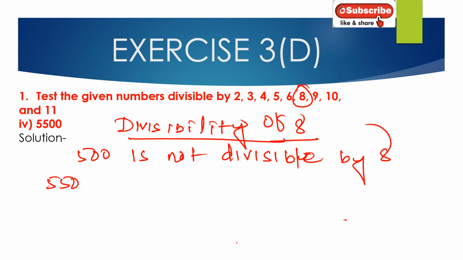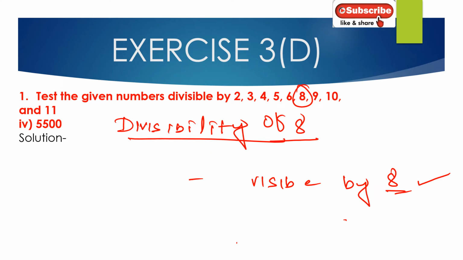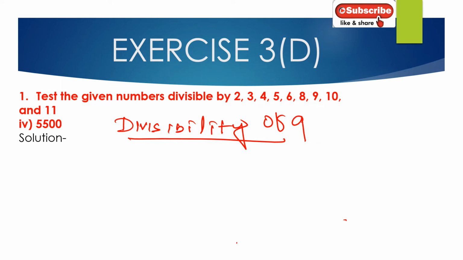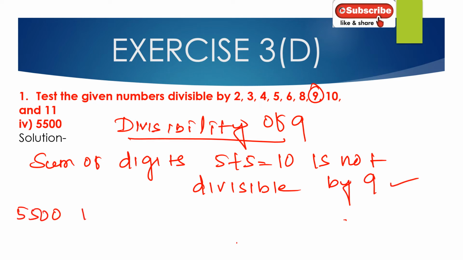So 5500 is not divisible by 8. Now you will check the number is divisible by 9 or not. If the sum of digits of the number is divisible by 9, then the number is divisible by 9. Sum of digits is 5 plus 5, which is 10, and 10 is not divisible by 9. So this number 5500 is not divisible by 9.